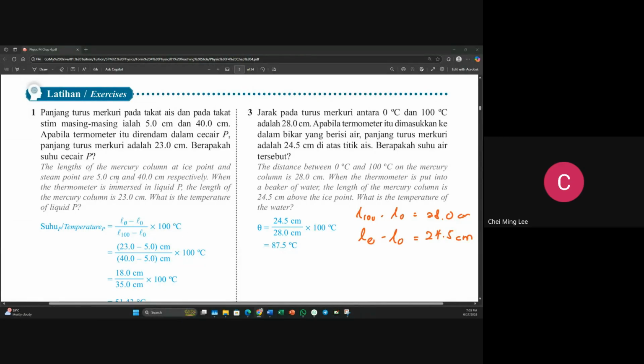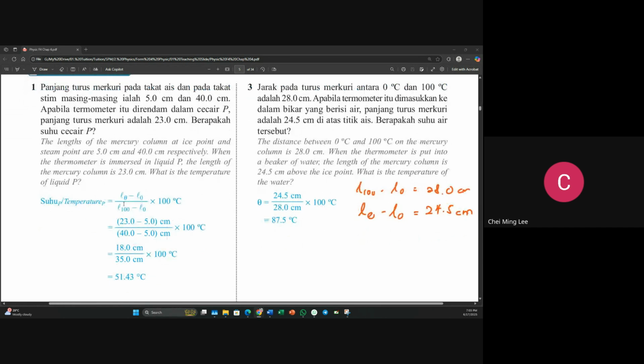The lengths of the mercury column at the ice point and steam point are 5.0 cm and 40 cm respectively. When the thermometer is immersed in a liquid P, the length of the mercury column is 23 cm. So what's the temperature of that? Remember the formula: theta equals the length minus the length at 0, divided by the length at 100 minus the length at 0, times 100 degrees Celsius.